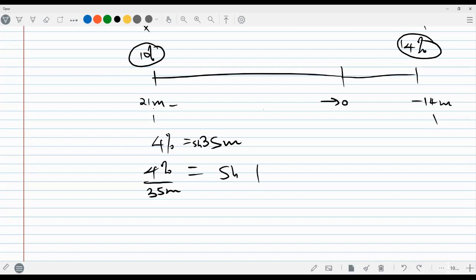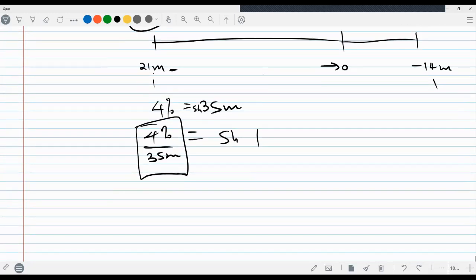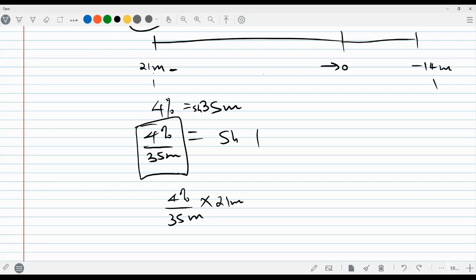We want to decrease our NPV from 21 million to 0, a decrease of 21 million. And we know that 1 shilling is equal to 4% divided by 35 million. What about 21 million? It will be equal to 4% divided by 35 million times 21 million. This is 1%, this is 1 shilling. What about 21 million? You multiply with 21 million. And what do you get?